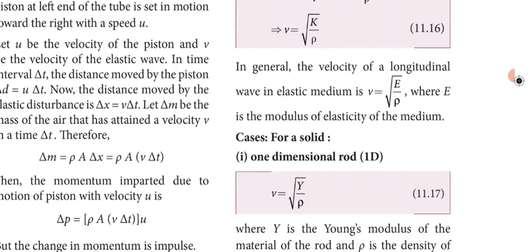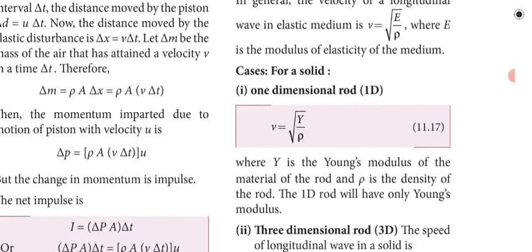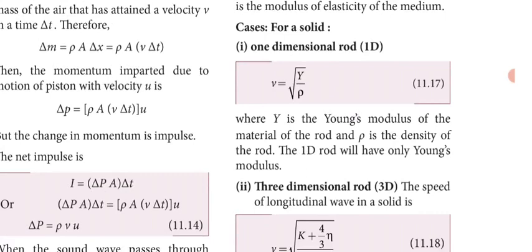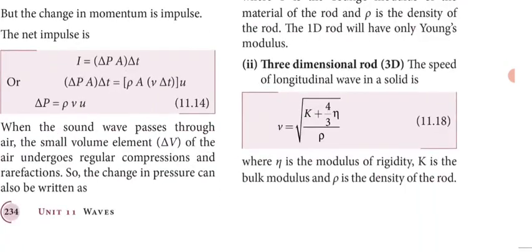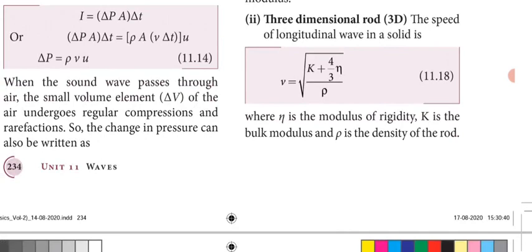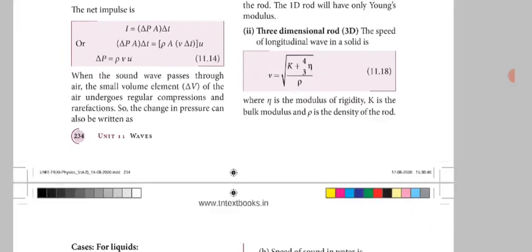In general, the velocity of the longitudinal waves in an elastic medium, that is v, is equal to root of E by rho, where E is the modulus of the elastic medium. In the special cases, for a solid one-dimensional rod, Y is the Young's modulus of the material of the rod and rho is the density of the rod. The 1D rod will have only the Young's modulus. For a three-dimensional solid, the speed of the longitudinal wave is given as root of k plus 4 by 3 eta by rho, where eta is the modulus of rigidity, k is the bulk modulus and rho is the density of the rod. Okay, so that is given here.